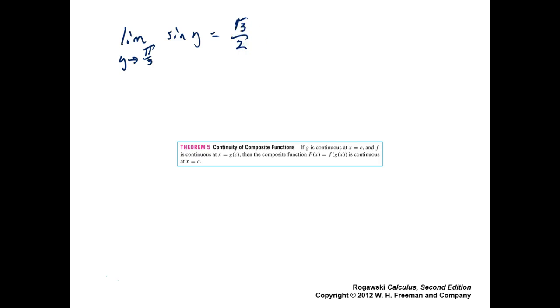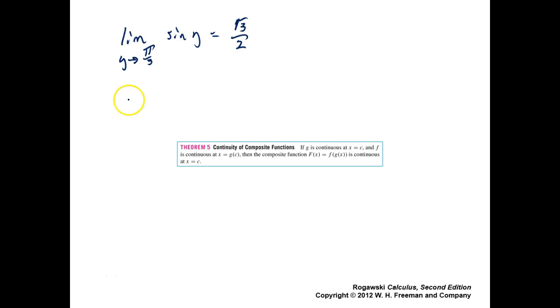Okay. Absolutely right. Because, guess what? Sine is a continuous function. It's a continuous function, so there's no gaps, holes, or anything else. So you just plug it in. Okay? That's what allows you to do that. Okay, that was so easy.